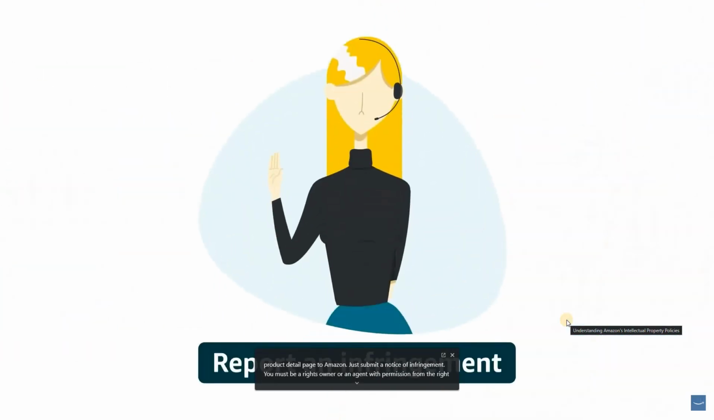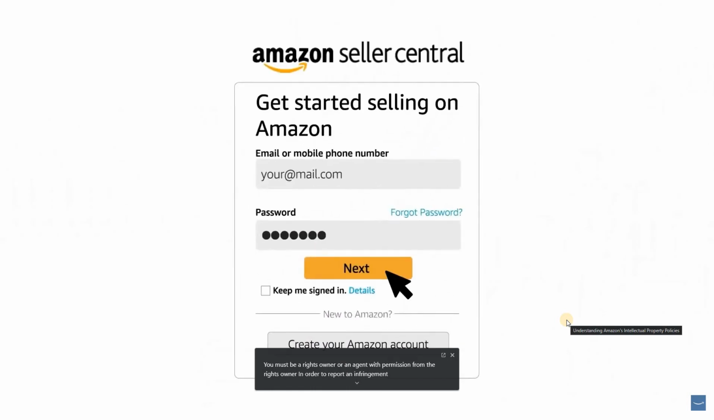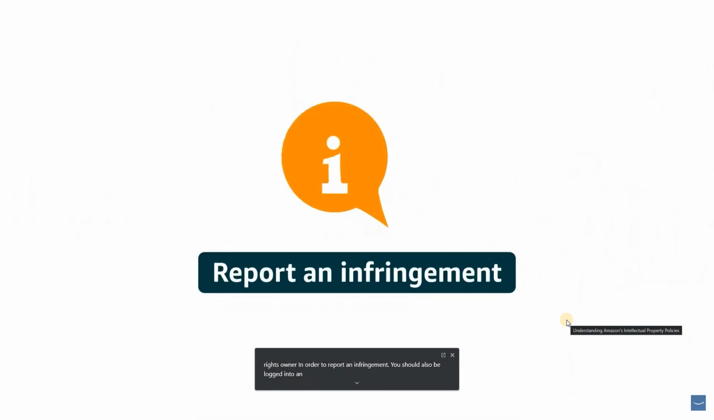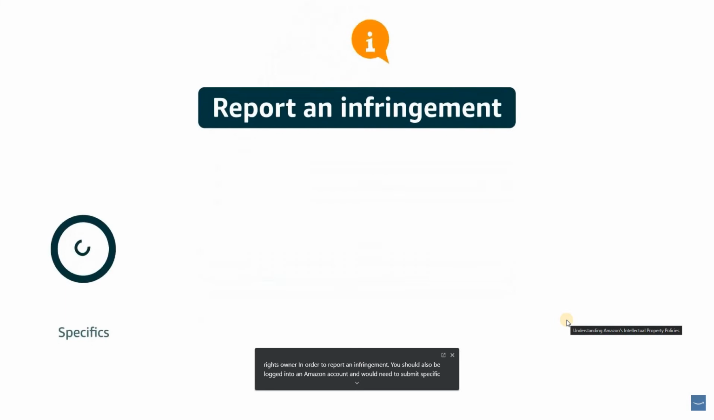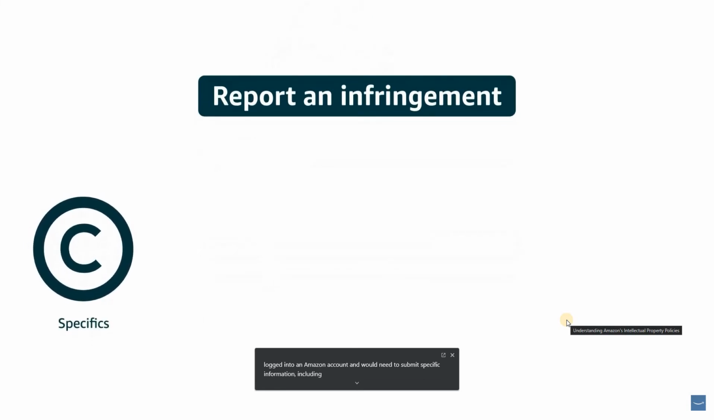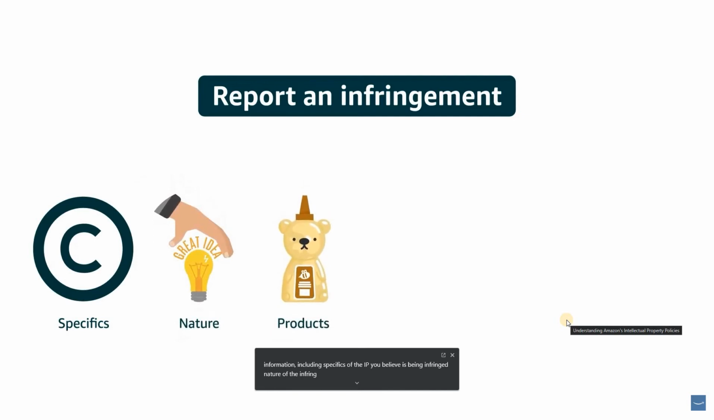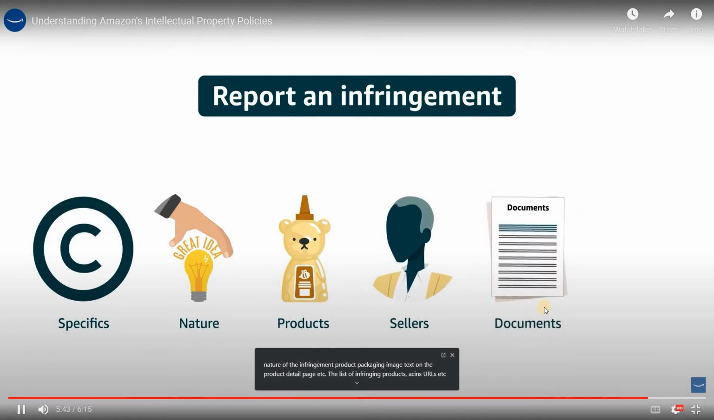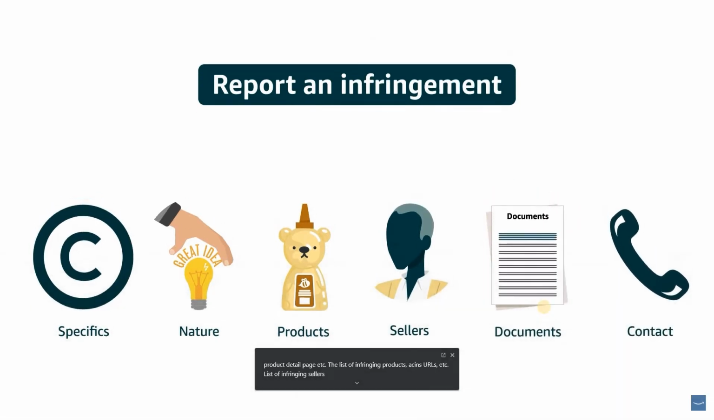In order to report an infringement, you should also be logged into an Amazon account and would need to submit specific information, including specifics of the IP you believe is being infringed, nature of the infringement, product, packaging, image, text on the product detail page, etc., the list of infringing products, ASINs, URLs, etc., list of infringing sellers, supporting documentation, and your contact details.